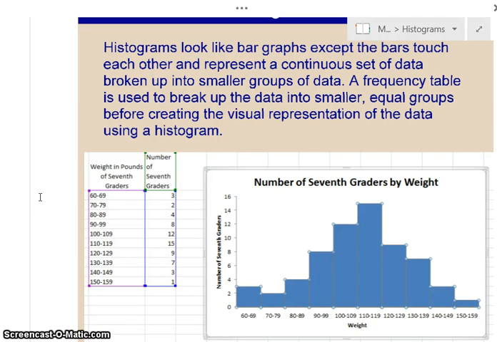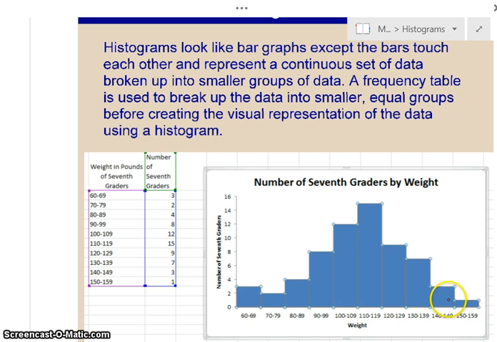So histograms look like bar graphs, except that their bars have to touch. The reason that the bars touch is because the data goes from, in this case, 60 up to 159. We decide how to break up the data using intervals in our frequency table, but the data actually is continuous. So when you look at the bottom of the bars, they're actually ranges of numbers. Does everybody see the ranges of numbers at the bottom of each bar?